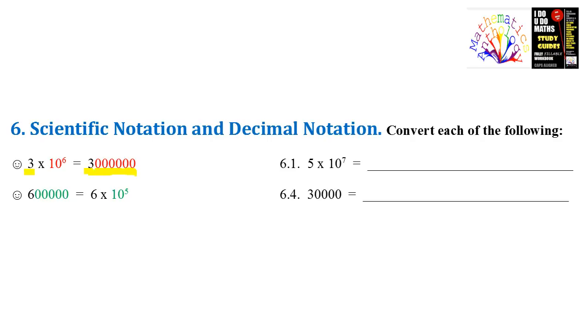Okay, my next one here, 600,000. Let's convert 600,000 to exponential or scientific form. My first value is 6. And because there's 1, 2, 3, 4, 5 places after my 6, that has to be a 10 to the power of 5. So 600,000 can be written as 6 times 10 to the power of 5.